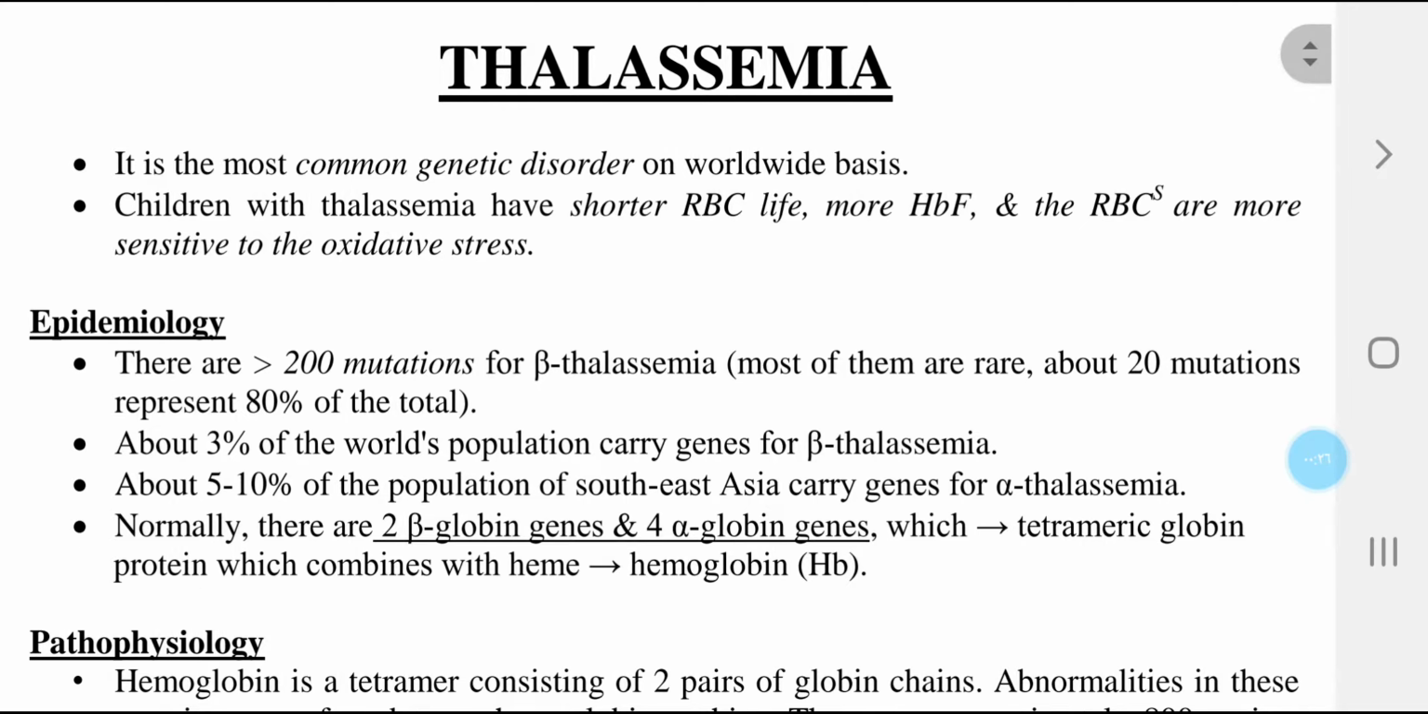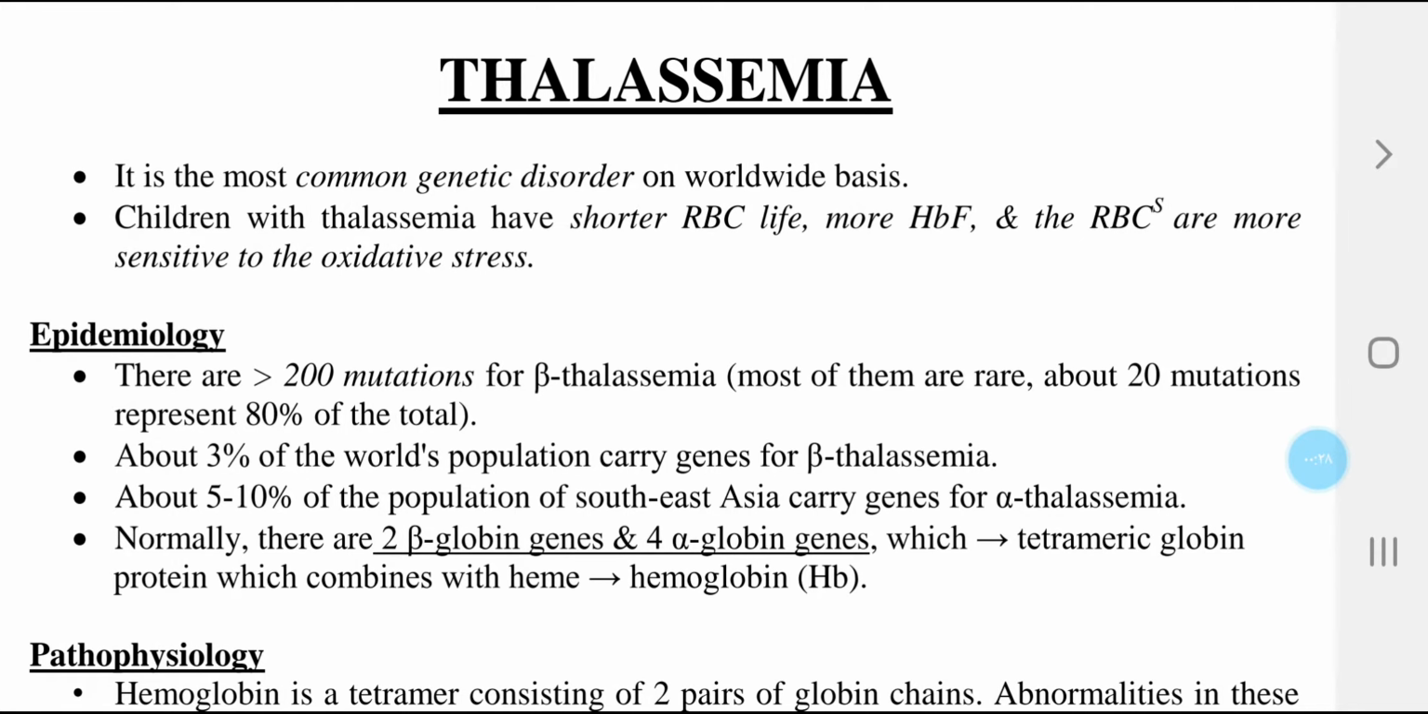Epidemiology. There are more than 200 mutations for beta thalassemia. Most of them are rare. About 20 mutations represent 80% of the total. About 3% of the world's population carry genes for beta thalassemia. About 5 to 10% of the population of Southeast Asia carry genes for alpha thalassemia.